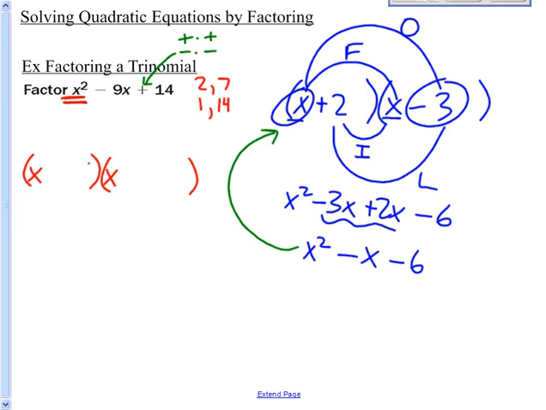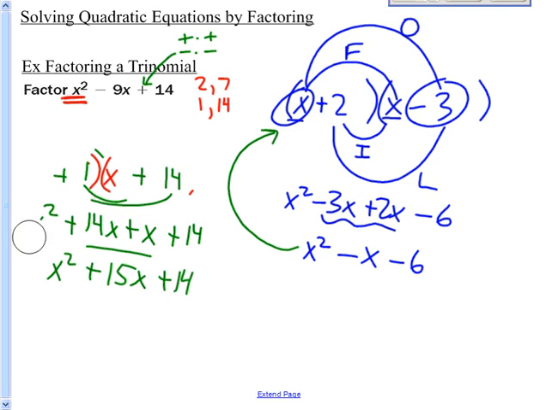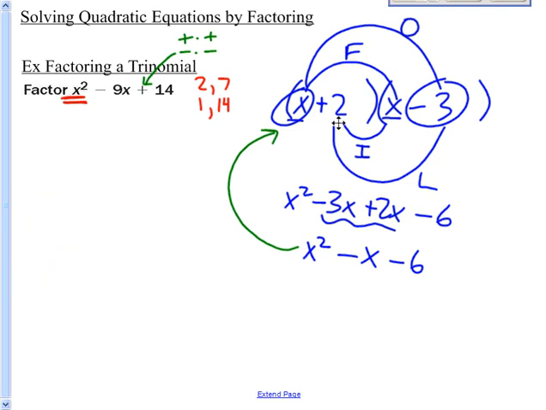So you pick two, and let's say we pick 1 and 14. Let me go with a positive 1 and positive 14. Let's see if this works, and you always check it. x times x is x squared, 14 times x is 14x, 1 times x is positive 1x, 1 times 14 is positive 14. Combine those. Is that what I started with? Nope, that is definitely not what I started with. I started with x squared minus 9x plus 14, so scratch that. Let's try the 2 and the 7 now.